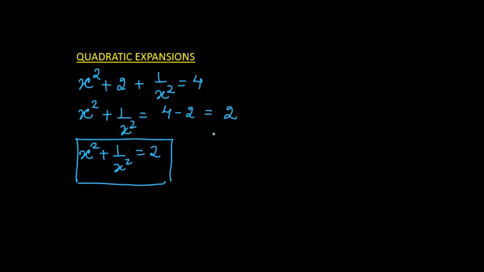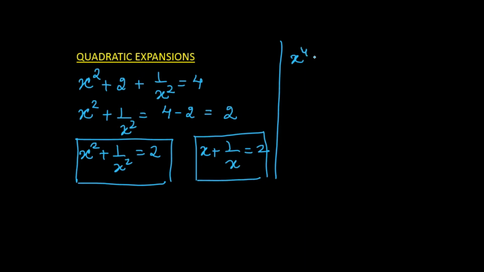Now what all we have with us? We have x plus 1 by x with us, which is also 2, and x square plus 1 by x square is also 2. Now the second question is to find the value of x to the power 4 plus 1 upon x to the power 4. Now this is to the power of 4. What should be squared out of these two? Which one should we square so that we get a power of 4? We should definitely square x square plus 1 by x square. So we will take this equality.